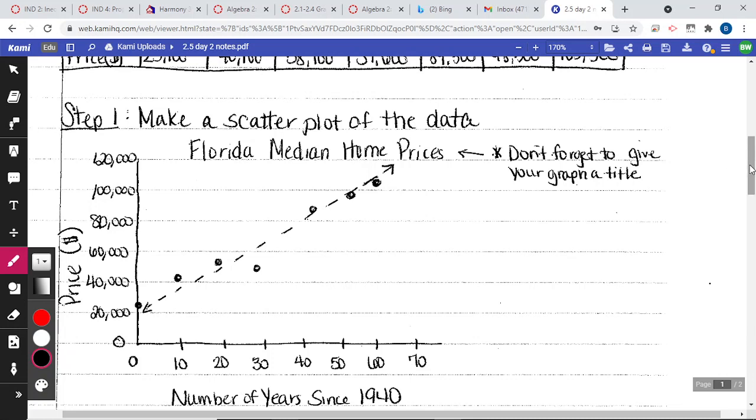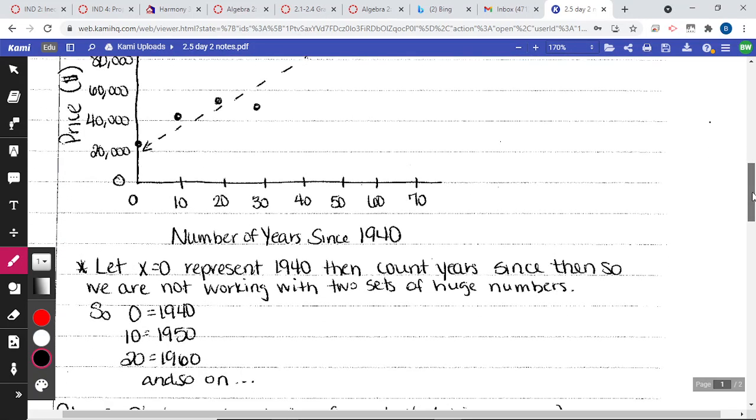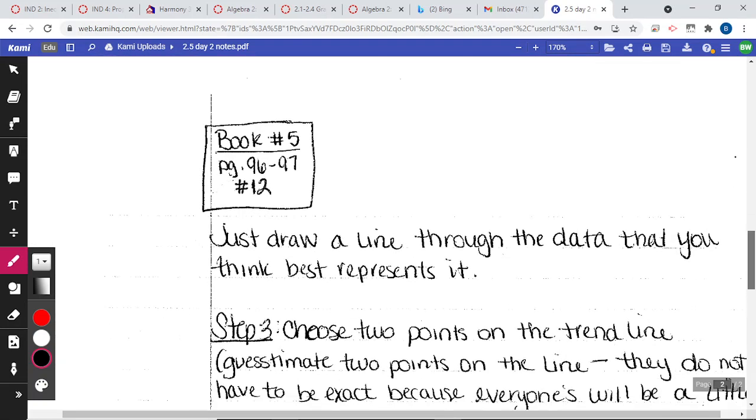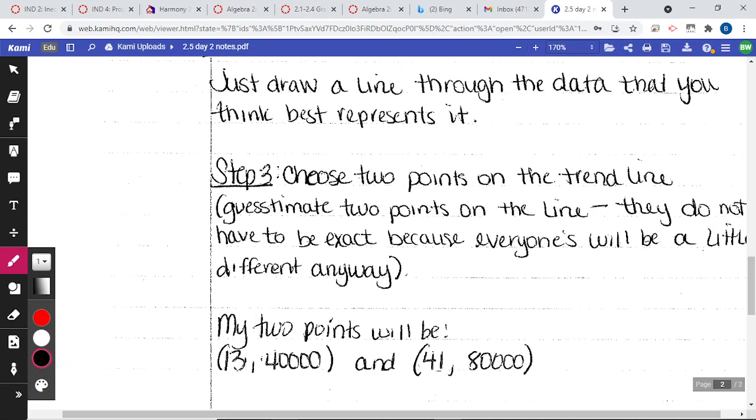Carefully, make it a trend line that fits the data the best that you can just by sketching it. So you can pause the video again while you do that. Okay, so sketch the trend line. And this says just draw a line through the data that you think best represents it.